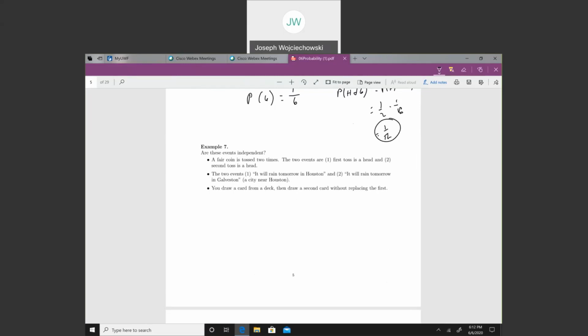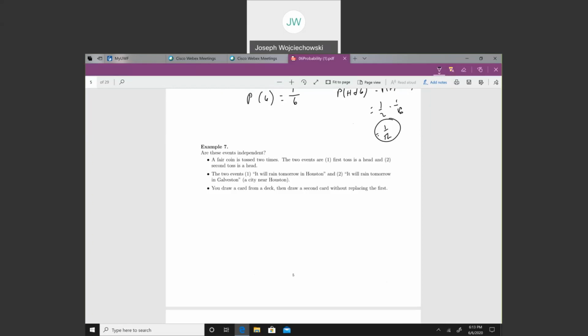The 2 events: 1, it will rain tomorrow in Houston, and 2, it will rain tomorrow in Galveston, a city near Houston. Well, this is kind of tricky here. Depends on how you think about it. Typically, if it rains in one city, it's going to probably rain in a city next, so we'd say they're not independent. But if you live in Florida, you've probably seen where it can rain on one side of the road and not the other. So, again, that one's a little out there as far as how to determine it.